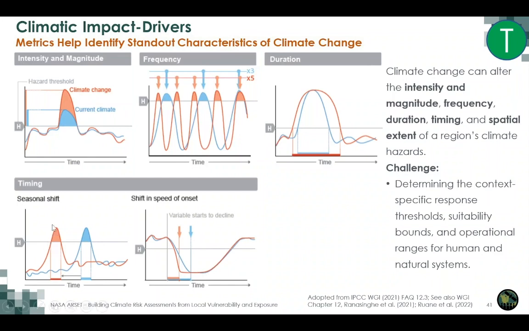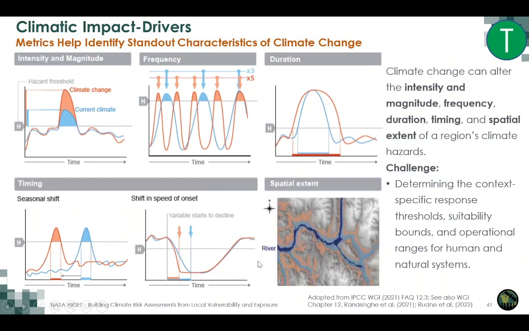If it's happening earlier in the season, that could have a dramatic effect on biophysical phenology or other things that are on a schedule that we care about. You might also look at timing in relation to the speed at which a hazard becomes a problem. So in this case, you might consider something like a drought, and the speed at which you go from normal conditions and drop into a deep drought condition.